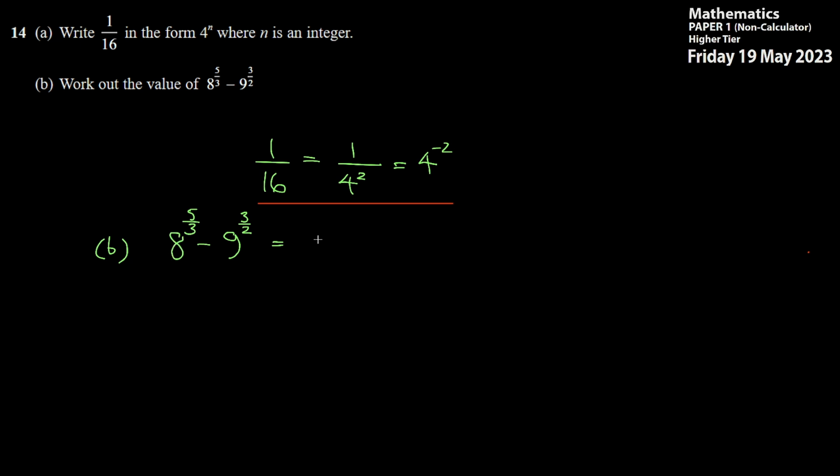So the cube root of 8 is 2. So this will turn into 2 to the 5th. And the square root of 9 is 3. So this is 3 raised to the power 3.